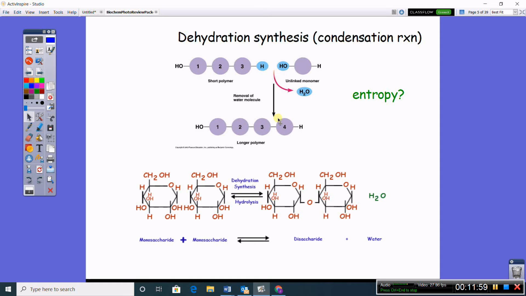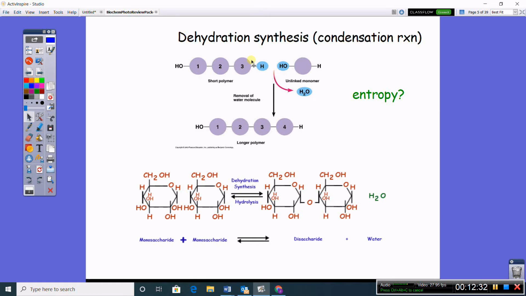Okay. Now, let's talk about dehydration synthesis versus hydrolysis. Dehydration synthesis, occasionally you'll hear that called a condensation reaction, and that's because in condensation, water is normally formed. And that's what happens here. So remember, we can do dehydration synthesis with any of our macromolecules and their building blocks.